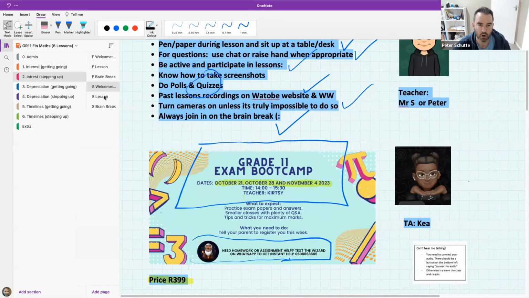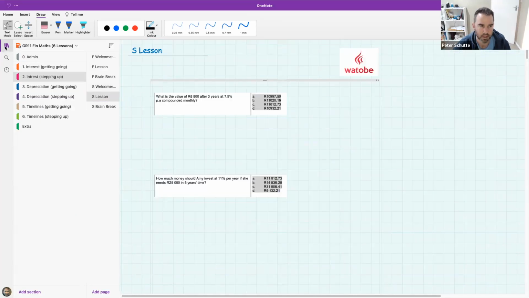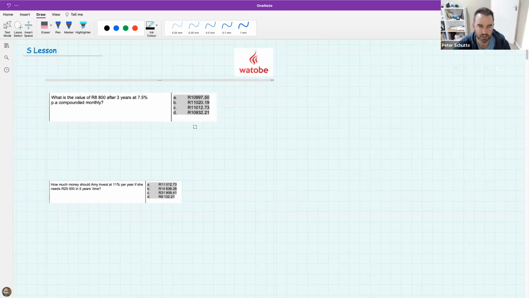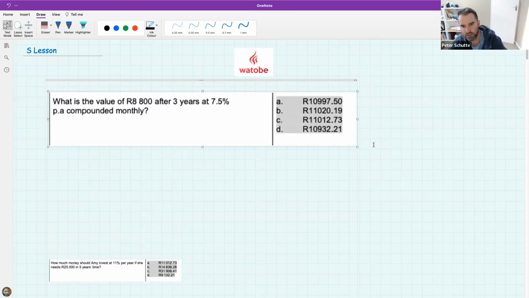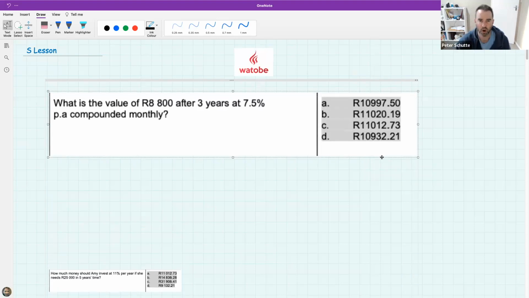So let's go to the lesson. And I want to start with just a little warm-up question. In the last lesson, we spoke about compound interest and simple interest. Today is going to focus on compound interest. And I want you to choose an option from those four as we go through this.